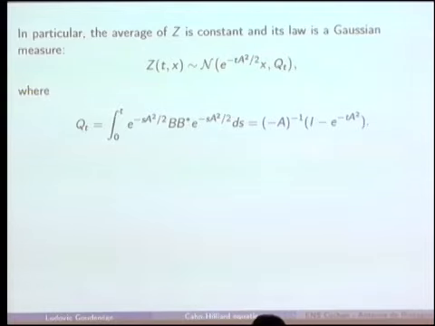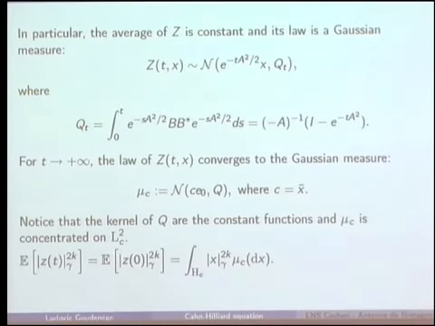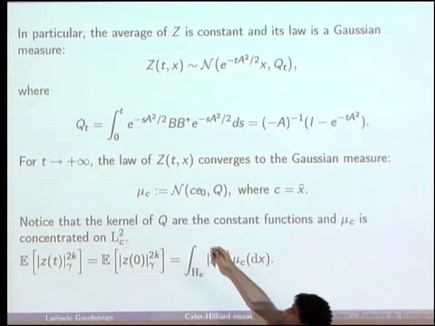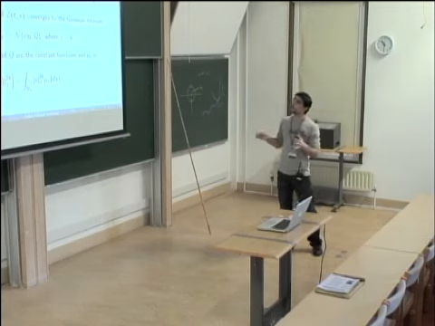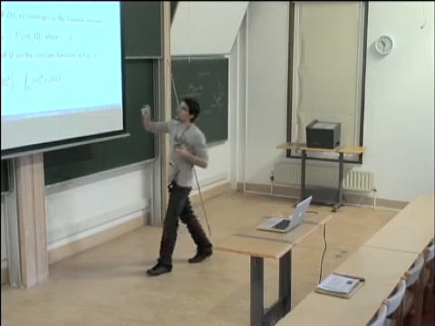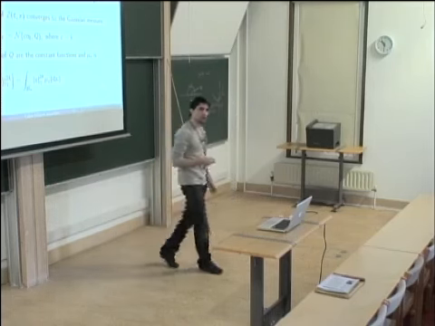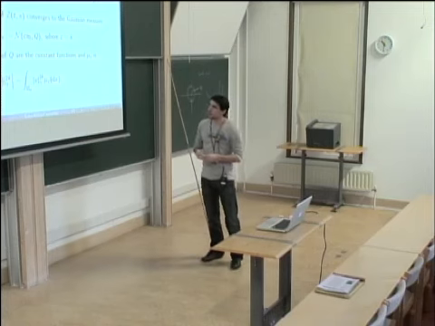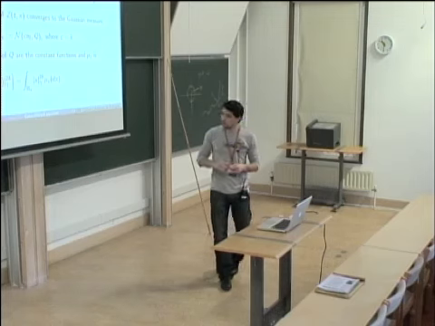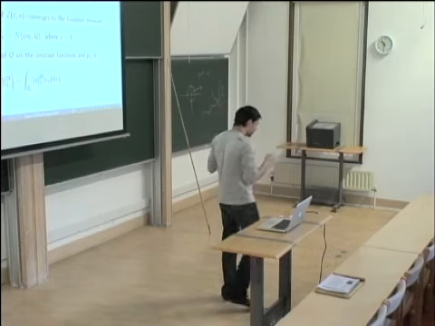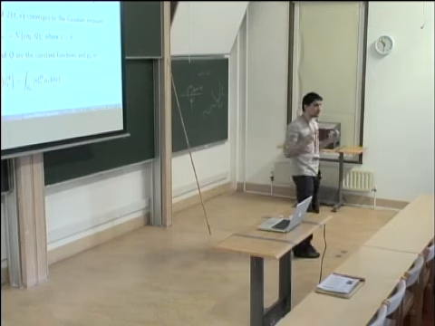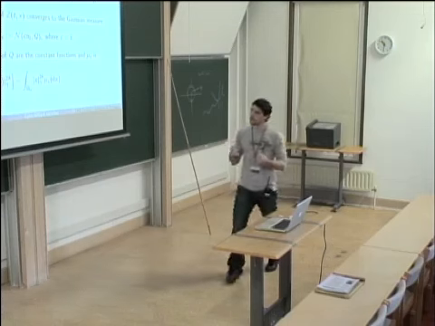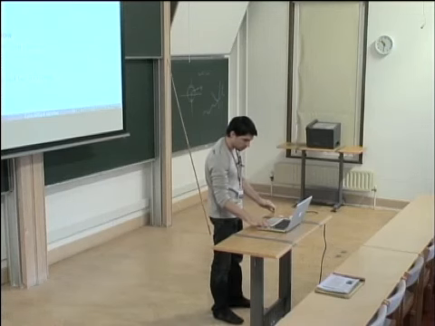And if you let the time go to infinity, the law of this process converges to a Gaussian measure. I will denote it mu c. It is a Gaussian measure with covariance operator Q, and it is described by, again, this c value. It is just the average of the initial condition X. Okay, so this is the invariant measure of the linear process, and this invariant measure will have a crucial role in the future.